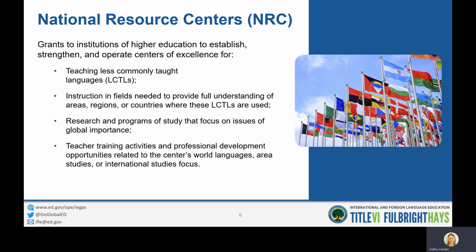National Resource Centers do research and they provide programs of study focused on issues of global importance. And finally, last but not least, they do teacher training activities and professional development opportunities related to center's world languages, area studies, or international studies.